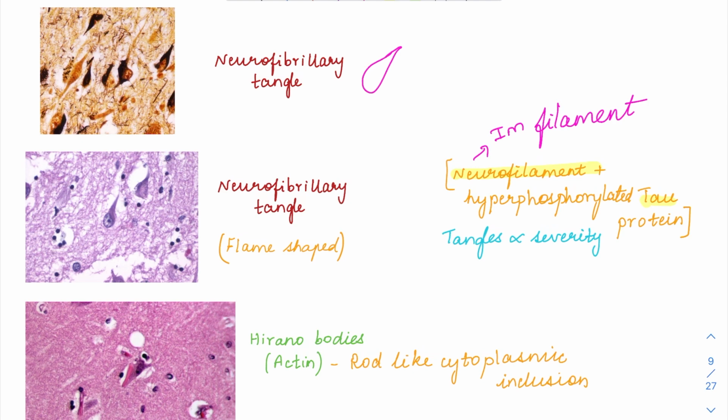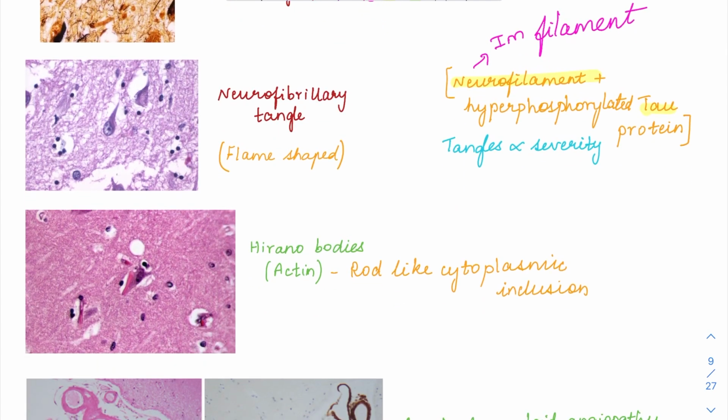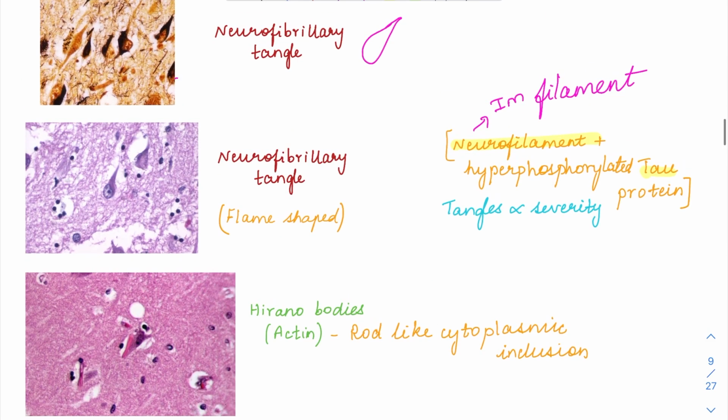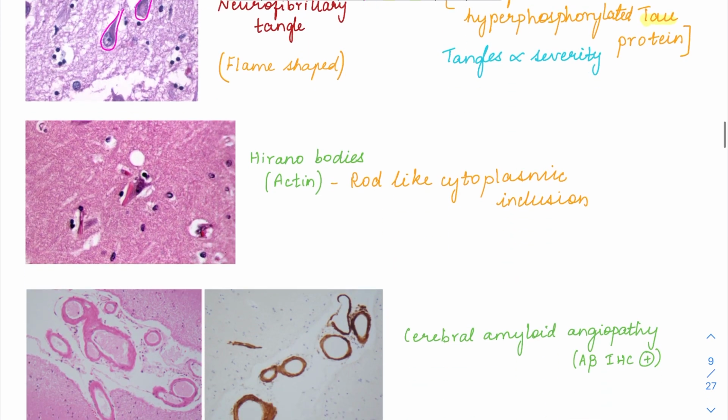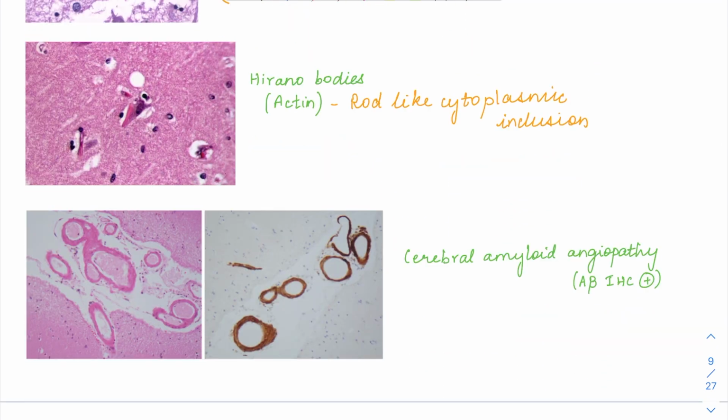So this flame shape is again highlighted by the silver stain, Bielschowsky stain. This is the H&E stain, and the previous image was the silver stain, and this is the H&E image. Here you can appreciate that it is having this flame shaped appearance. Okay. Then we can also see Hirano bodies.